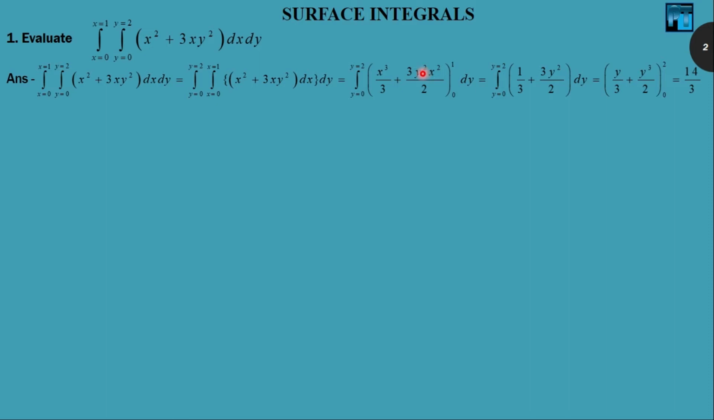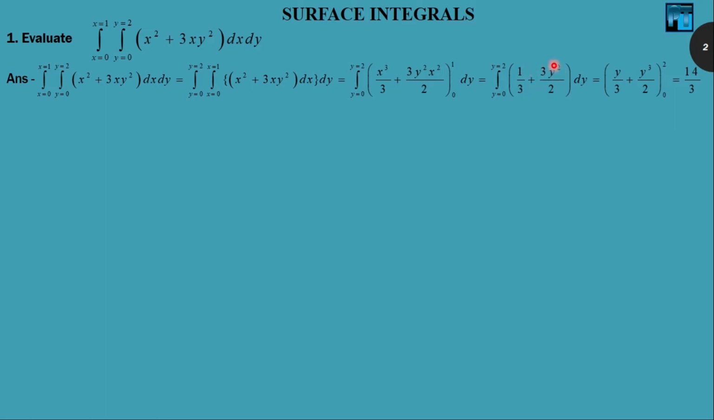And when I put the limit 0 to 1, only the x will change. So we can put 1 here, 1 cube, that is 1 by 3. Here also 1 square equals 1, so 3y square by 2. Minus, put 0 in everything and everything becomes 0. So now we have only y parts.